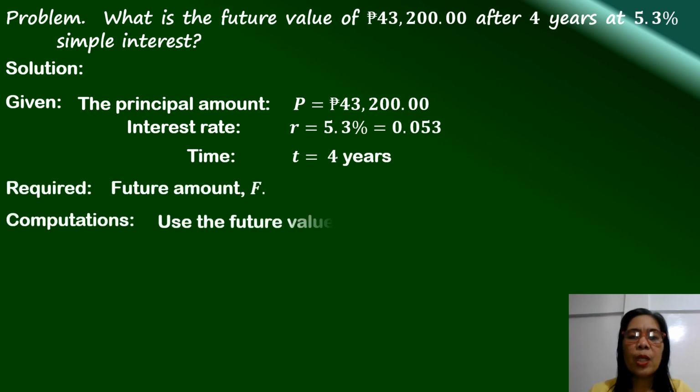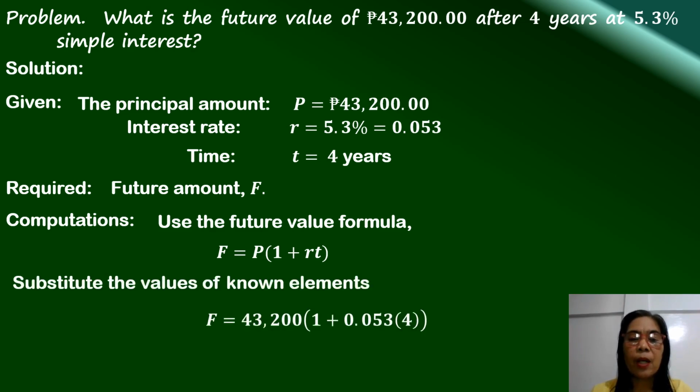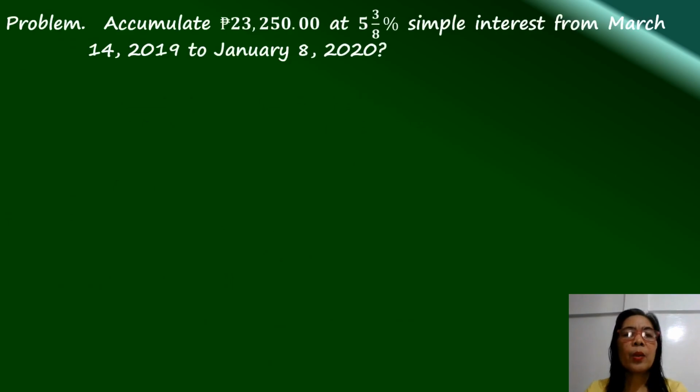So the future amount using the formula F is equal to P times 1 plus R times T, with all the elements at the right side known. Then we now have F is equal to 43,200 times 1 plus 0.053 times 4, giving us the future value is 52,358 and 40 centavos. So the amount 43,200 pesos today will now be equivalent to 52,358 pesos and 40 centavos at the end of 4 years if the interest rate is at 5.3%.